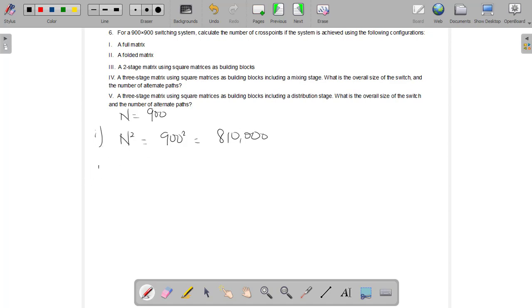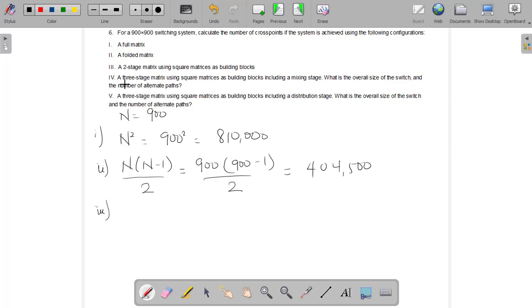810,000. For a folded matrix, the number of cross points is given by the expression n times n minus 1, all divided by 2. And so we're going to have 900 times 900 minus 1 divided by 2. And we shall have for our final answer 404,500.